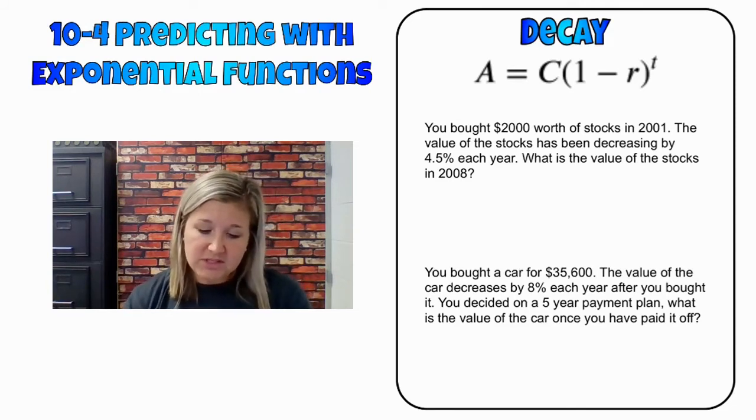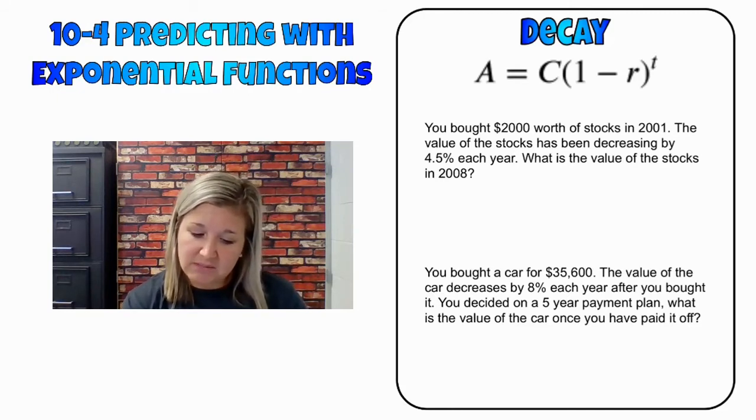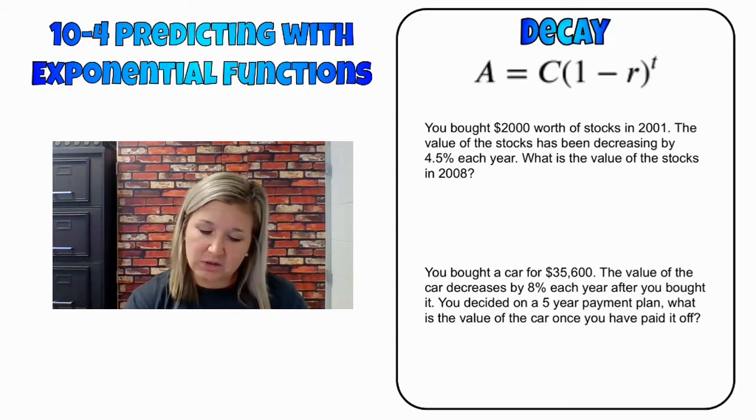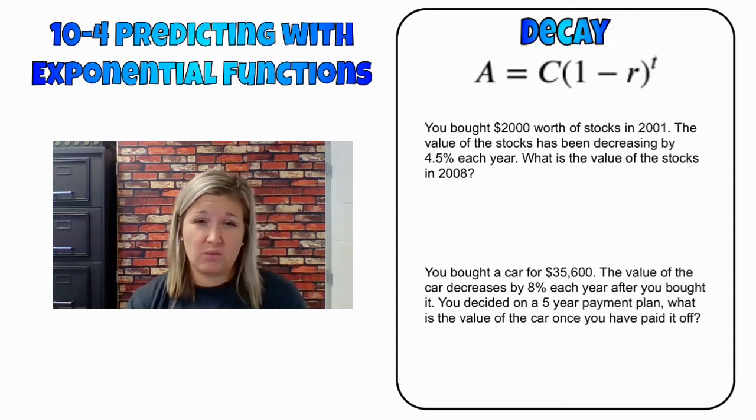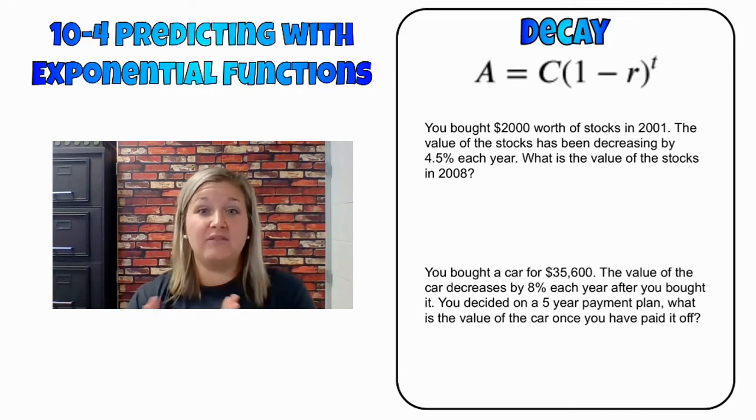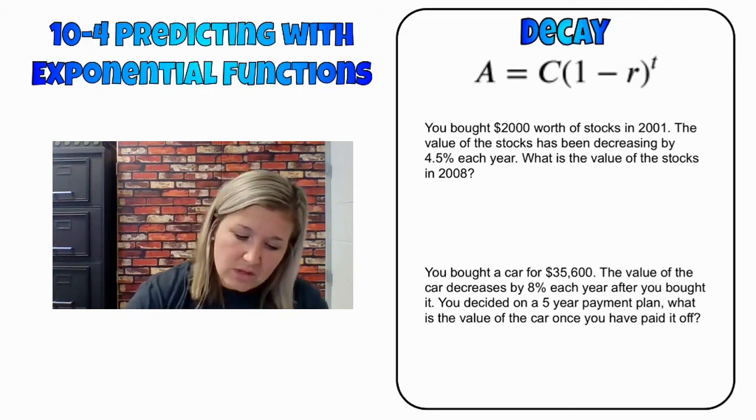So let's look first. It says you bought $2,000 worth of stocks in 2001. The value of the stocks has been decreasing by 4.5% each year. And what's the value of the stocks in 2008? Again, you're going to have to figure out that time difference between 2001 and 2008. That's a little bit easier than the 1985 to 2010.